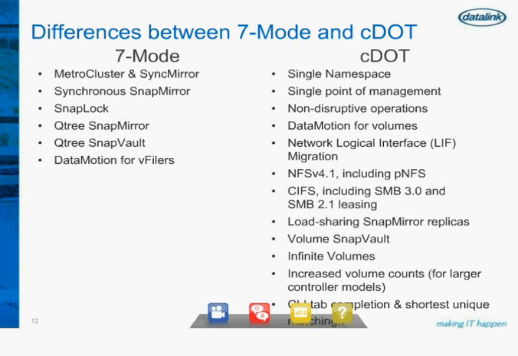And really what this is to accommodate is the fact that with Qtree SnapMirror and Qtree SnapVault removed, it is likely that the volume count needs to increase in order for Clustered ONTAP to support the kind of layouts that customers have grown accustomed to. And that's really the purpose behind the increased volume count.